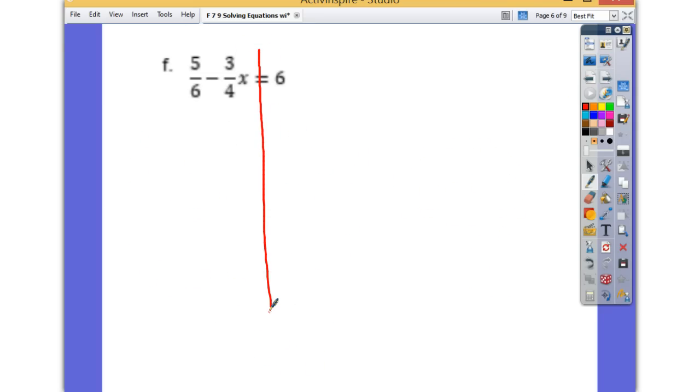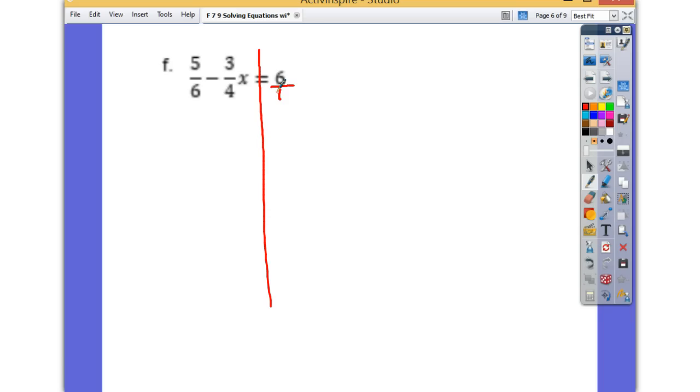Show me what your equation will be when you clear the fractions. What do I do to this 6 then? What's its denominator? 1. It has a denominator of 1. Now we have to find the LCM of 6, 4, and 1. What is it? Don't say 24.